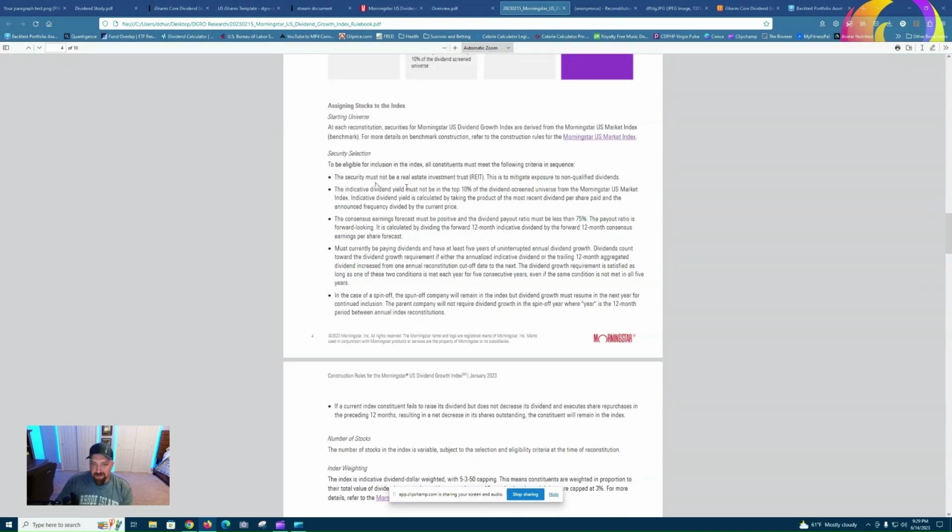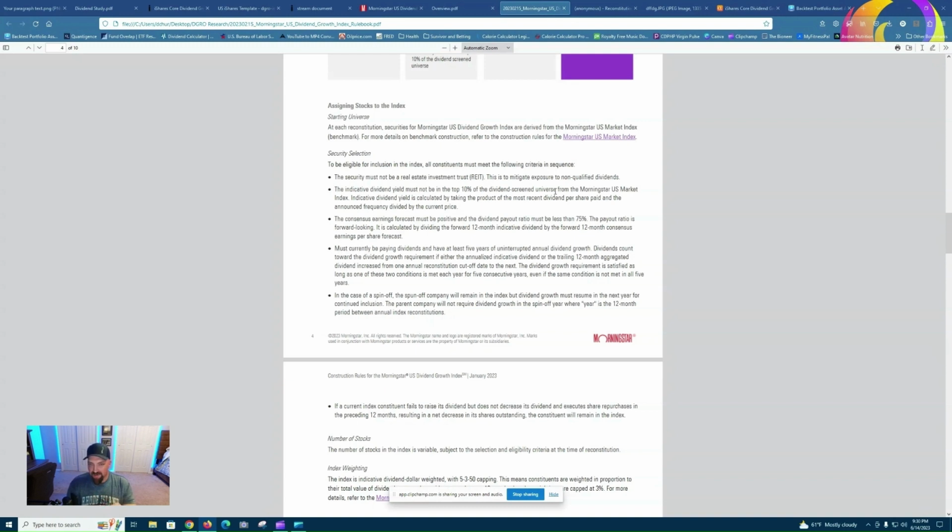So here it is. This is the selection criteria. No REITs, because they want to mitigate non-qualified dividend exposure. Non-qualified dividends will be taxed at your normal income rate. So they want to minimize that, because this is for dividend growth. So I like this. They will not take any companies that are in the top 10% of dividend screen for yield. So that means they're trying to kick out the more mature companies.